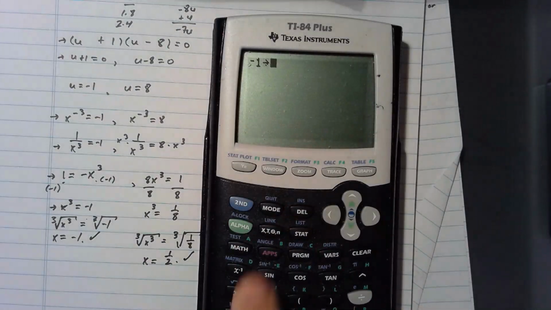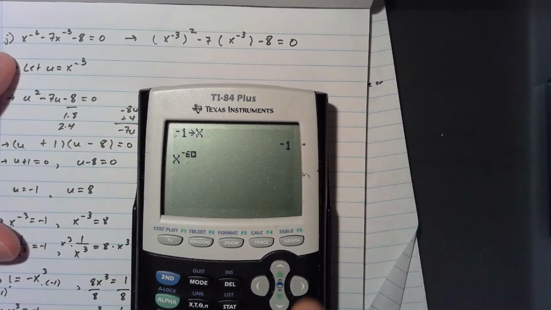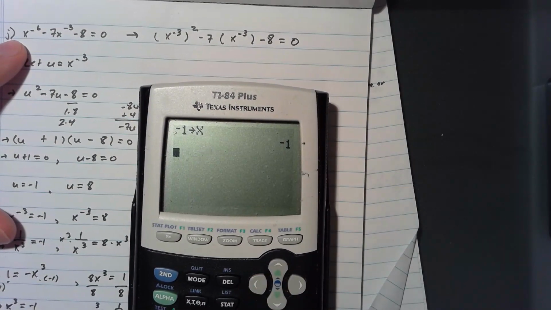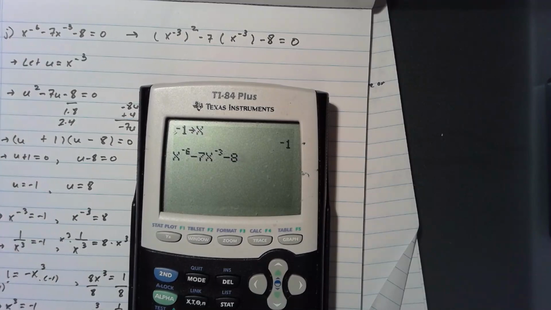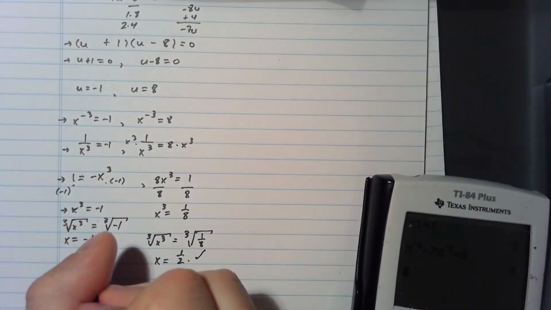Because this isn't a polynomial, you should check your solutions here because there are negative exponents in it. So check your solutions. Negative 1, store in x, and then type in your original equation. So x caret negative 6 power minus 7x caret negative 3rd power minus 8. I got 0. Hey, that's what I had. So that means negative 1 works.